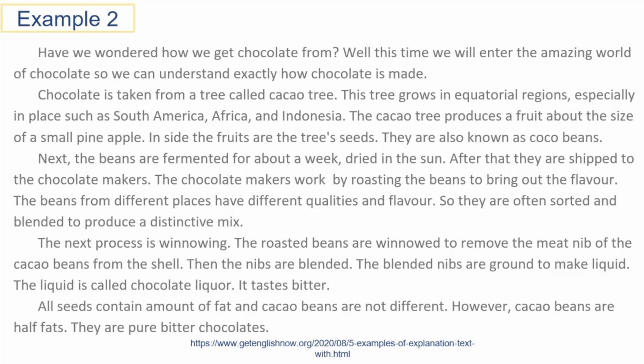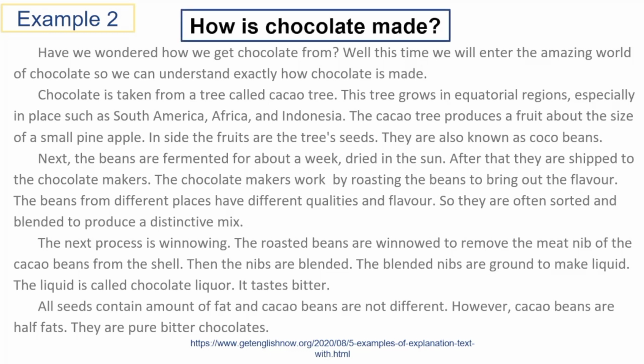Let's look at example 2. Okay, so from the first paragraph, I believe you can all guess what this is about. Have we wondered how we get chocolate? Where we get chocolate from? Well, this time we will enter the amazing world of chocolate, so we can understand exactly how chocolate is made. Okay, so it's very clear, right? It's about how chocolate is made, the process. And then the second, third, fourth, and fifth paragraphs talk about how chocolate is made.